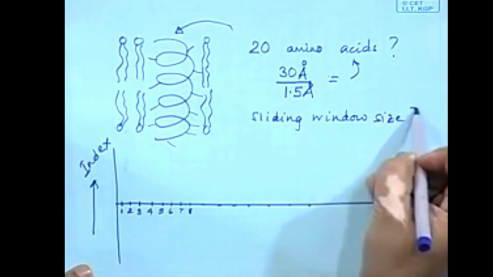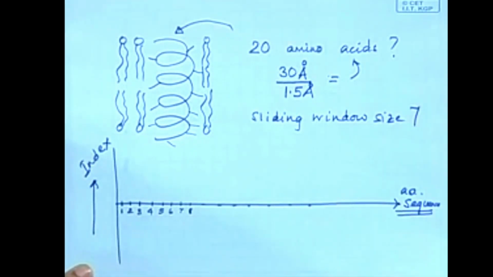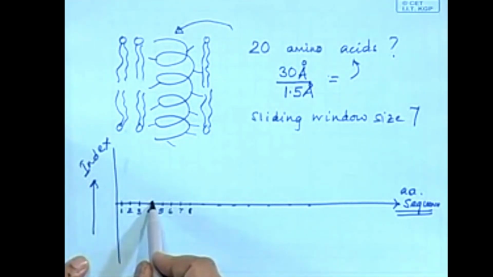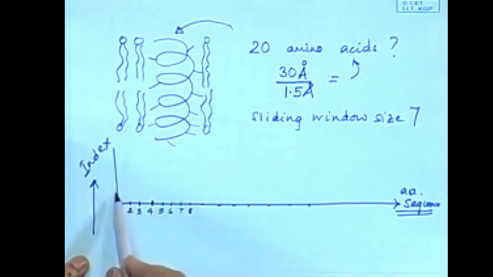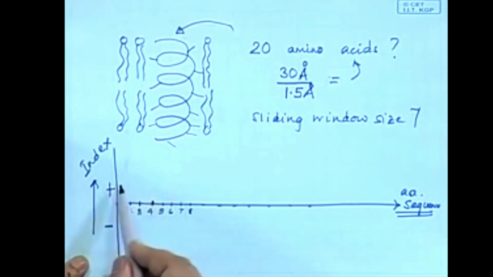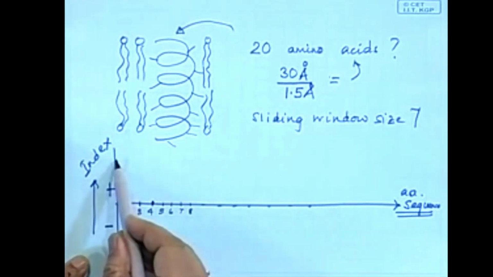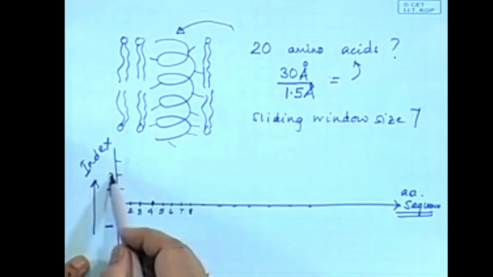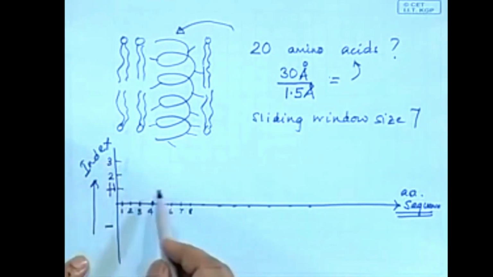Size was 7. So, what do I have now? I assign the first value to residue number 4, which was in this case 0.77. So, this is positive, this is negative. So, somewhere say if this is, let us mark 1, 2, 3. So, if this is 1, this is 2 and this is 3. So, 0.77 is somewhere here. I just make a plot.